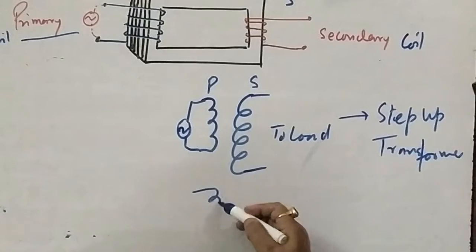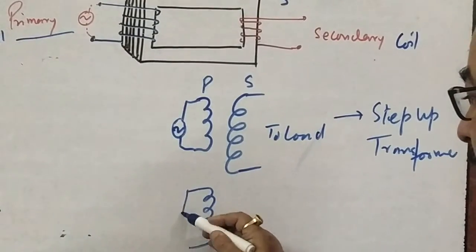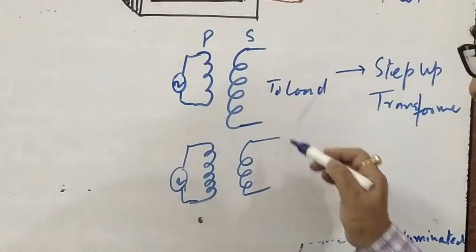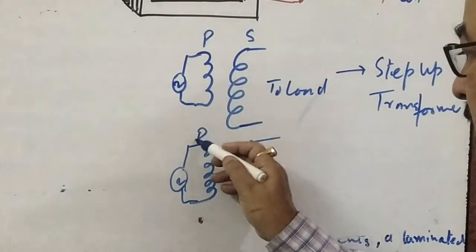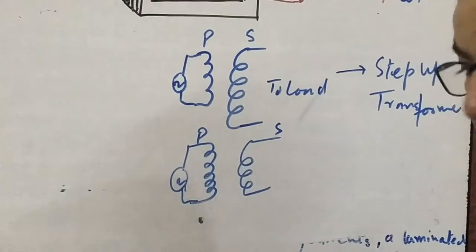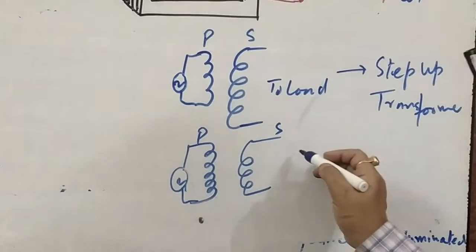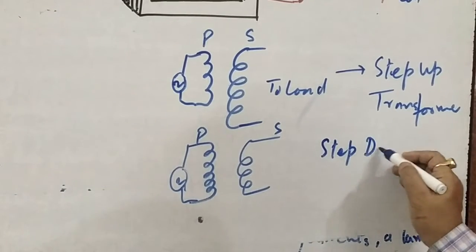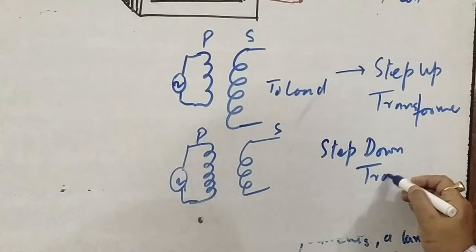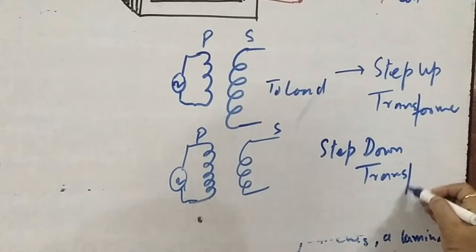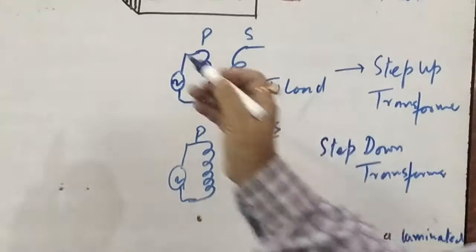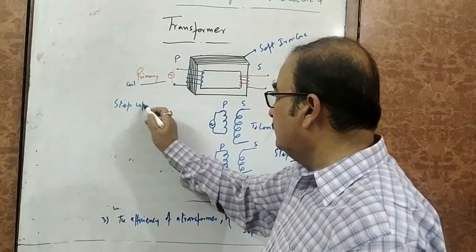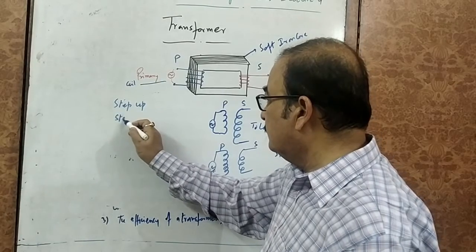Similarly, we can have this type of transformer also, where we can see that number of turns in the primary is larger than those of secondary. We call it as step down transformer. Therefore, transformer has two types. One is step up and other is step down.